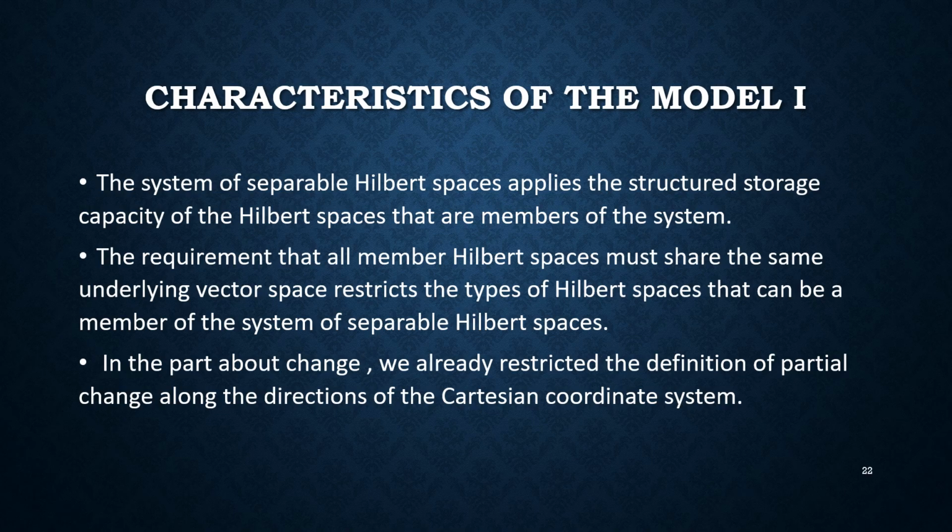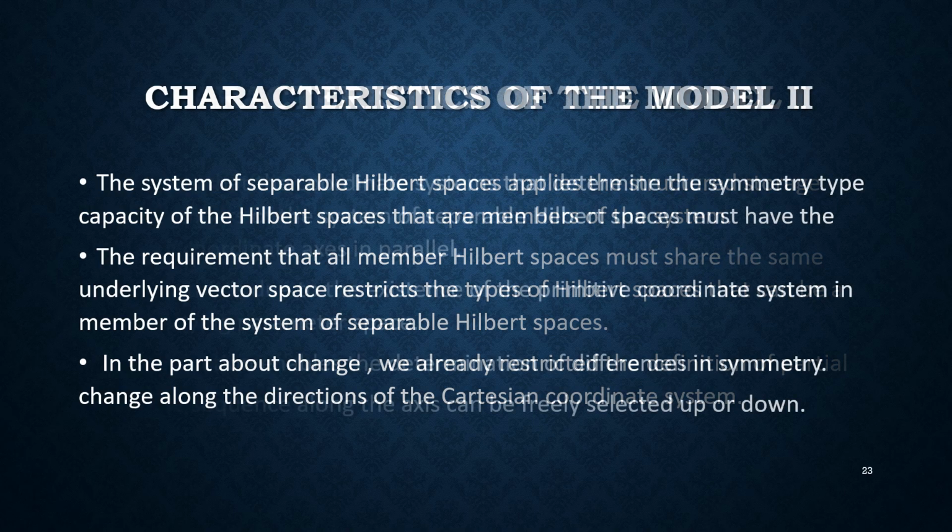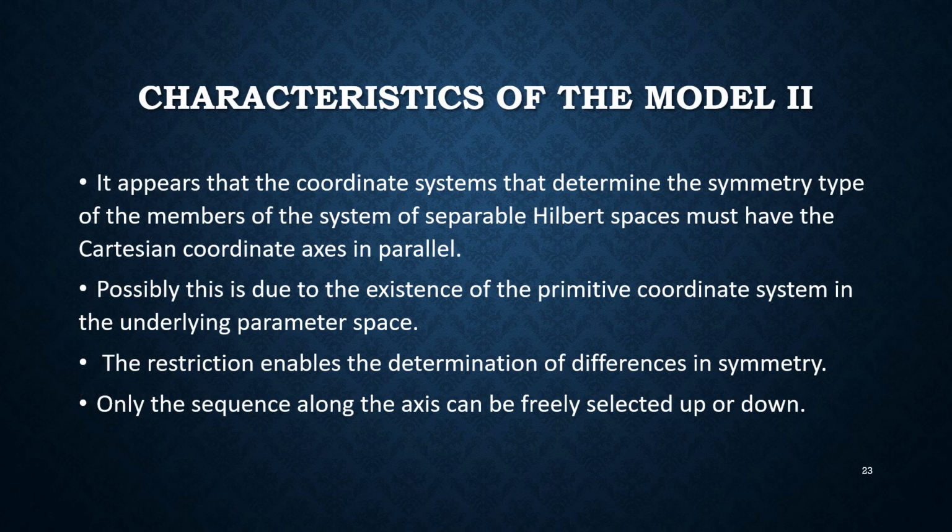In the part about change, we already restricted the definition of partial change along the directions of the Cartesian coordinate system. It appears that the coordinate systems that determine the symmetry type of the members of the system of separable Hilbert spaces must have the Cartesian coordinate axes in parallel. Possibly this is due to the existence of the primitive coordinate system in the underlying parameter space. The restriction enables the determination of differences in symmetry. Only the sequence along the axis can be freely selected up or down.